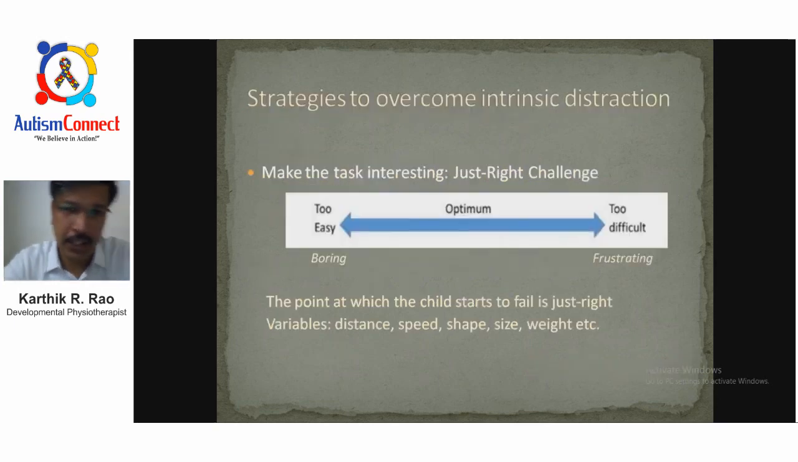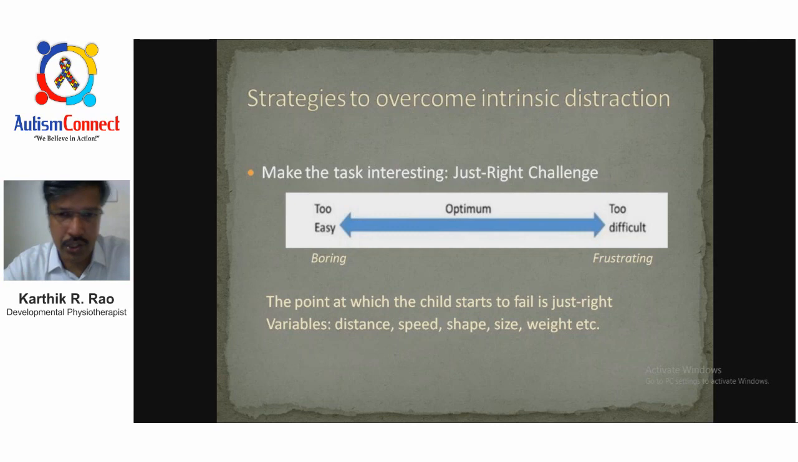The other strategy to overcome intrinsic distraction would be to make the task interesting. As I had mentioned, if the child finds the task not interesting, what can you do about it? The first thing that you can do is always look at a just right challenge. Now, what does it mean? It tells you that whatever we do, every task throws up a challenge. It could be cooking, it could be talking on a webinar like this, it could be working in the office and trying to finish a project within a stipulated time. It could be like completing an exam paper within 3 hours.